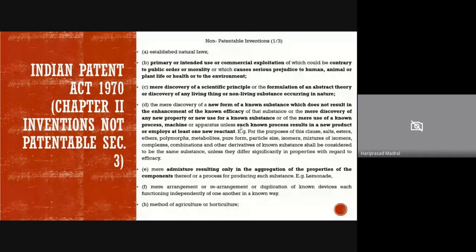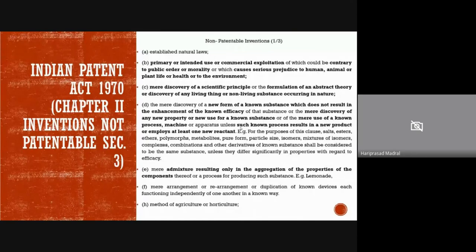If we see this subsection with the following examples: esters, salts, different ethers, polymorphs, metabolites, pure form of substance, particle size, isomers and mixtures of isomers, these combinations and their derivatives are not patentable unless there is an advancement in any technical area of that particular entity.